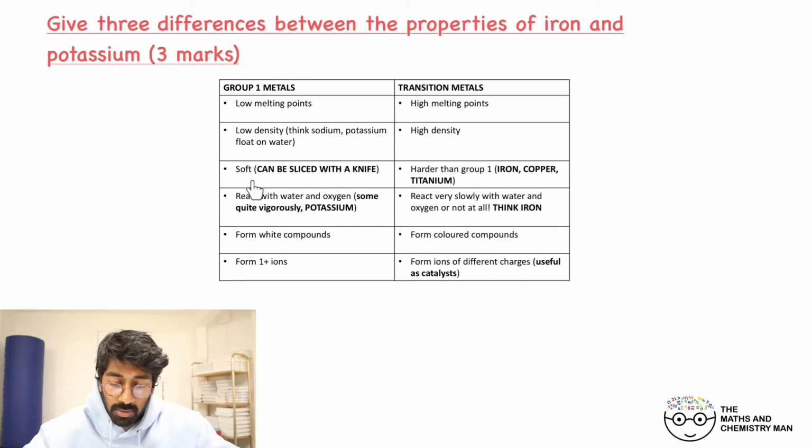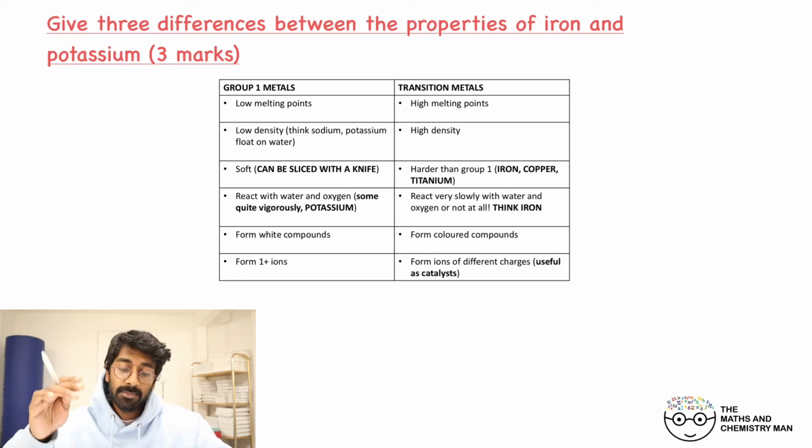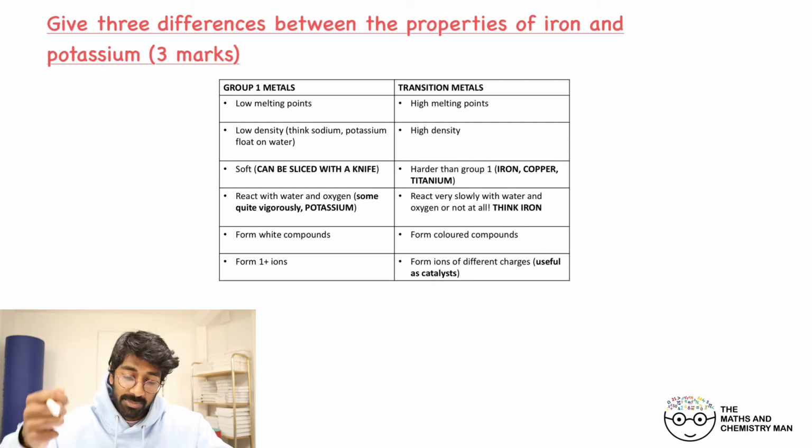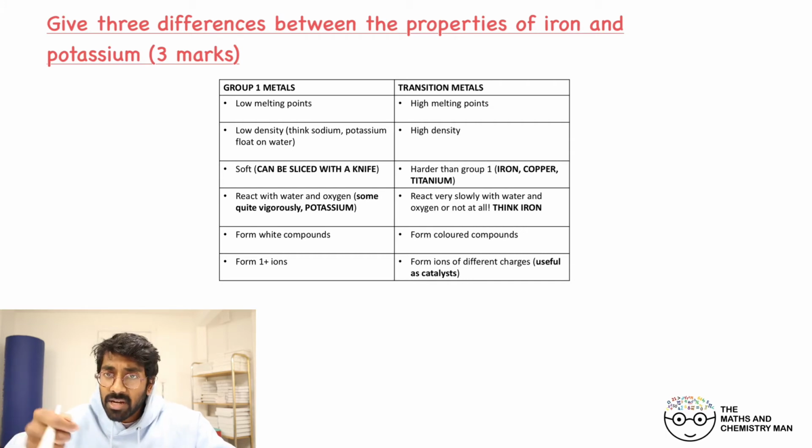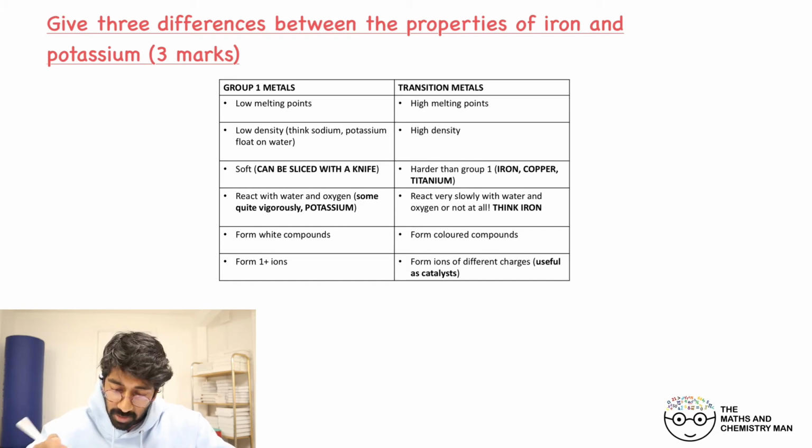Now, group 1 metals are soft. That same experiment, your teacher would have sliced a bit of sodium out, which means they can be cut with a knife, right? Whereas think about iron, copper, titanium. Can you cut those with a knife? Definitely not, okay?